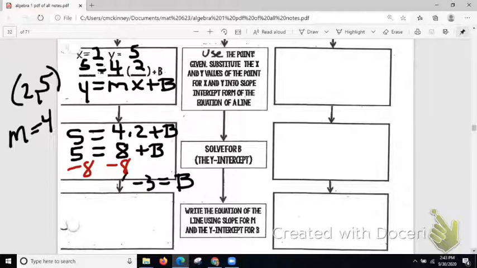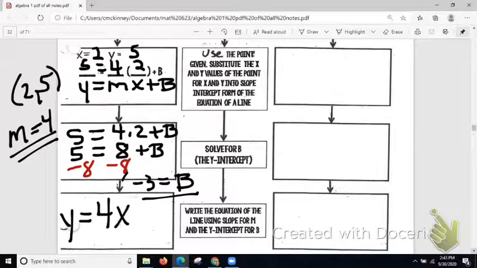So that b, that's my y-intercept. Now that I know m and b, it's an equation like we were working on earlier in the lesson. We just say y equals, stick the 4 in with the x, and the negative 3 in for the b. And that's my final answer. So the final answer still looks like my final answers before.